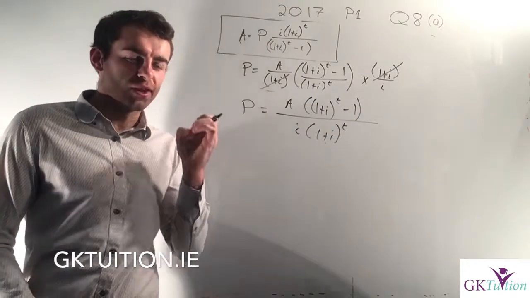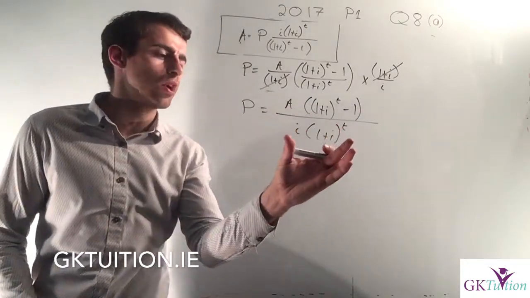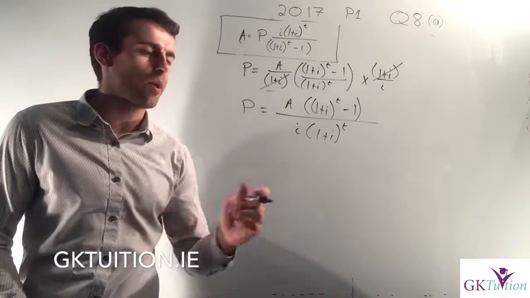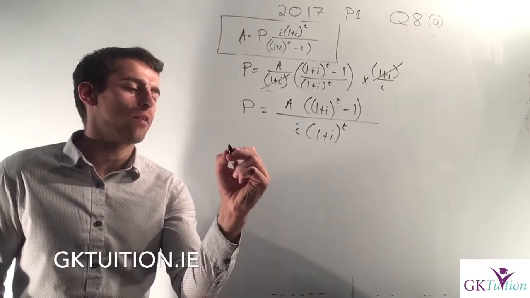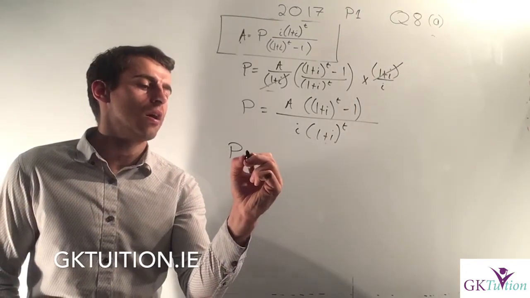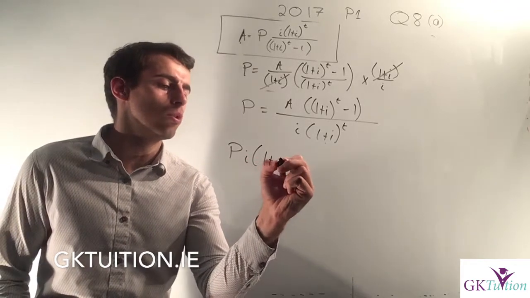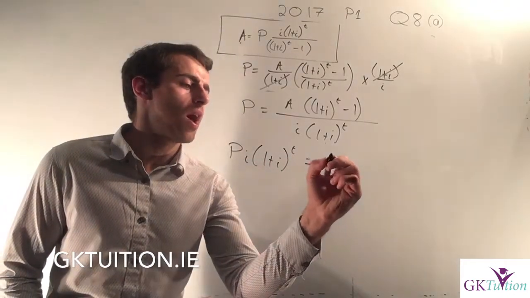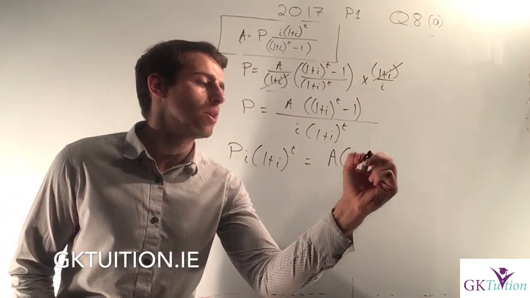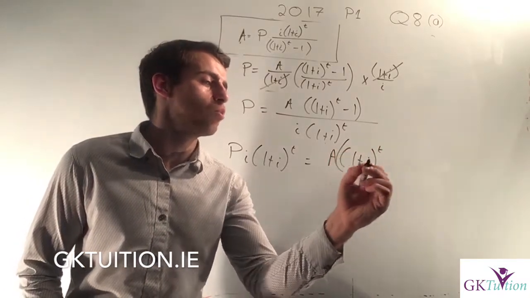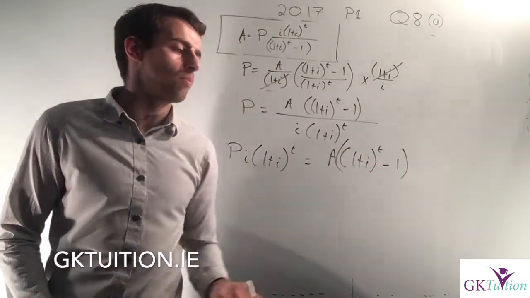To get rid of my fractions now, I can multiply both sides by i times (1 + i)^t. If I multiply both sides by that, I'll get P times i times (1 + i)^t, and on the right hand side my fraction will be gone. So I have A times (1 + i)^t − 1.